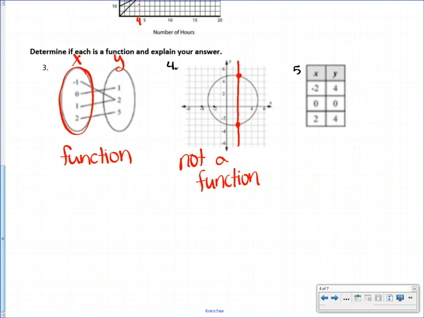Number 5. Again, you're looking at your x's. So this column right here, you want to make sure each of your x values is different. So we have -2, 0, and 2. All of those are different. So this is a function.